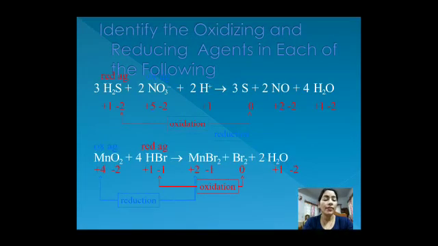For identifying this, we should first follow the steps. The first step is to mention the oxidation and reduction numbers. In the case of hydrogen sulfide, hydrogen is +1, sulfur is -2, and in the NO3 ion, nitrogen is +5 and oxygen is -2. The hydronium ion is always +1, and the free state of sulfur is 0.